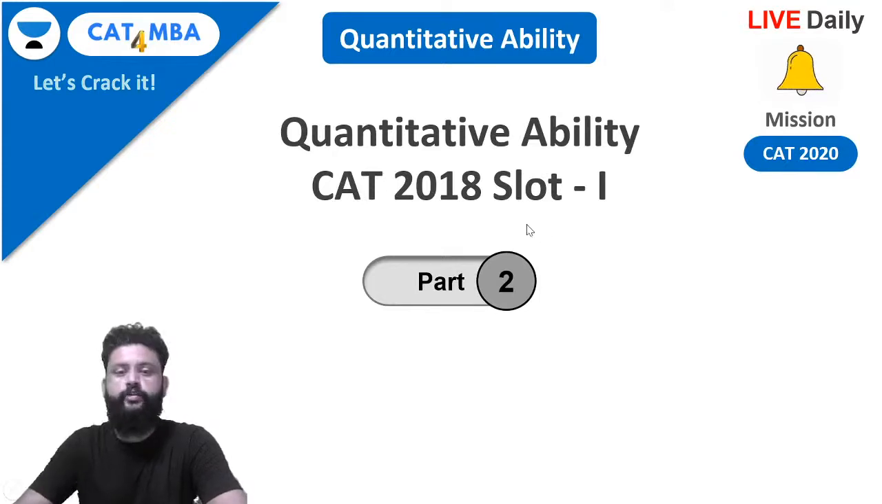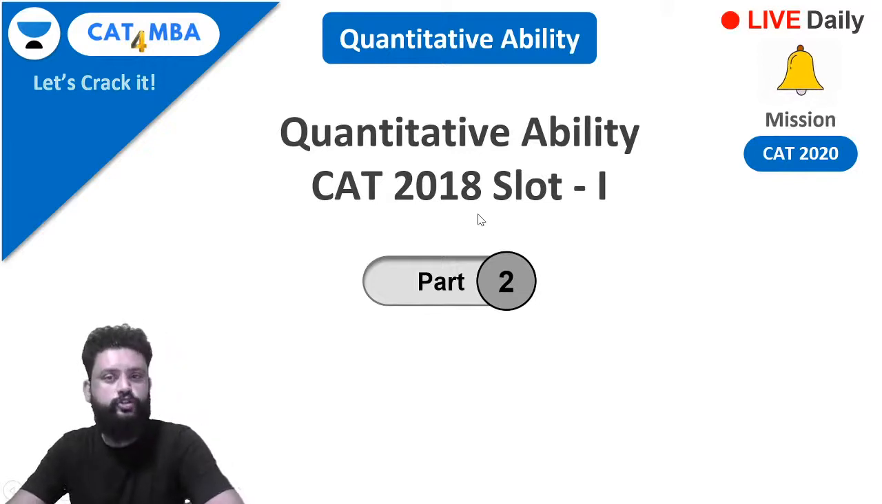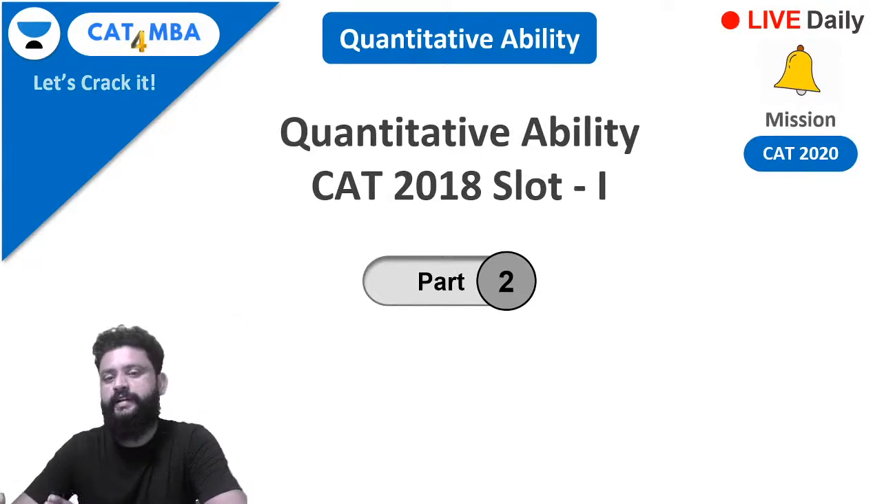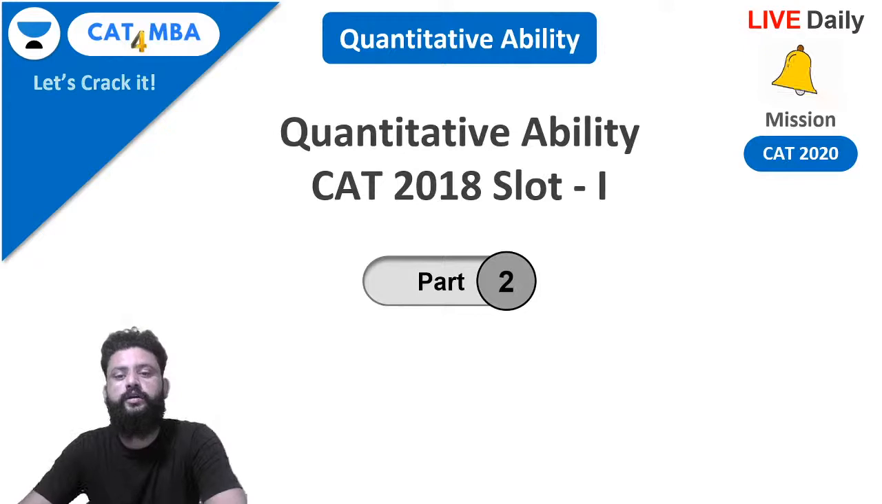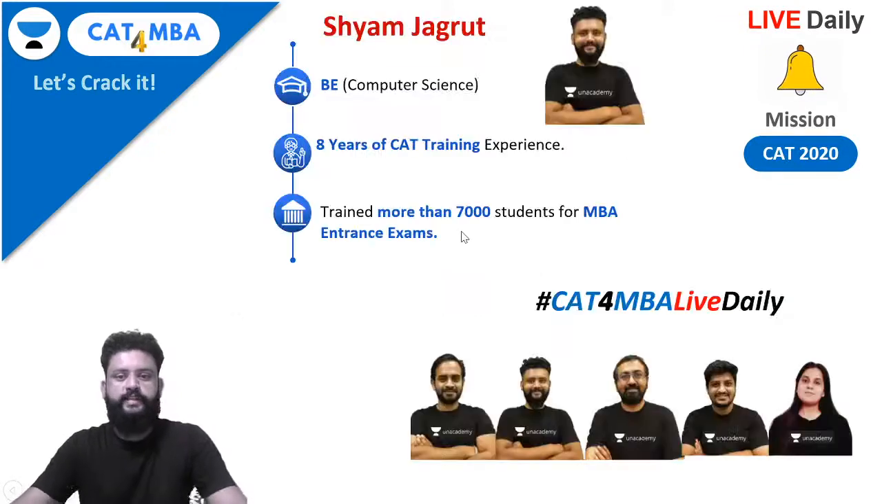So, guys, we are continuing the slot 1 analysis of quantitative ability. This is part 2 of the session, where I'll be covering the remaining half of the quantitative ability section of CAT 2018 slot 1. So, let's begin.